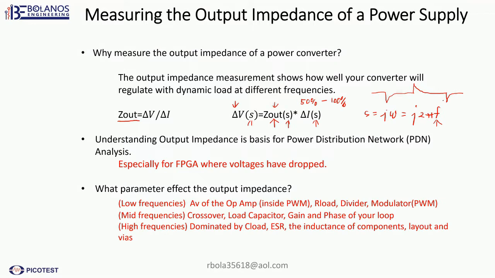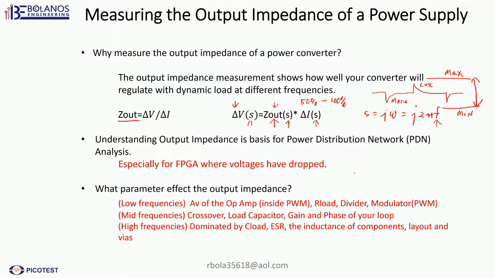Now those peaks and valleys have to be within your specifications. In other words, you're going to have a max spec and you'll have a minimum spec. And you want to make sure that when you have this dynamic load, where you have more current, less current, you keep within your limits. In other words, you want to make sure that you're meeting your specification.